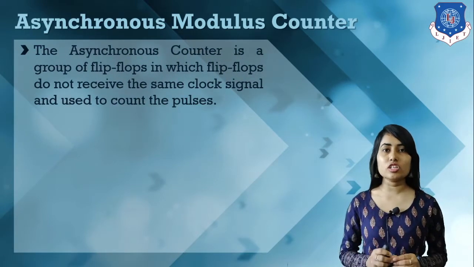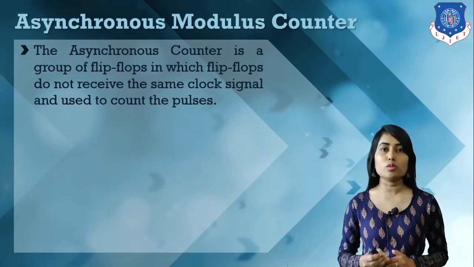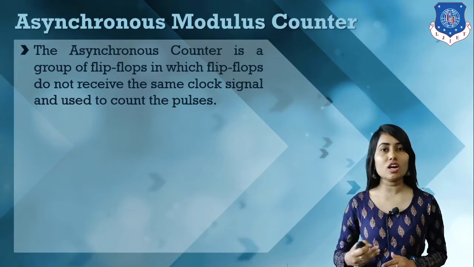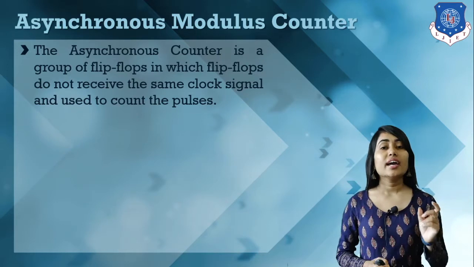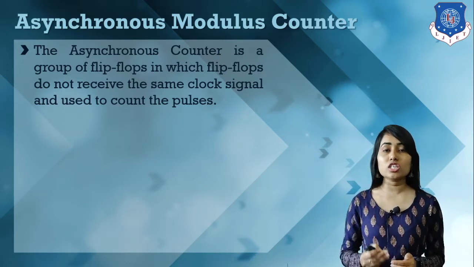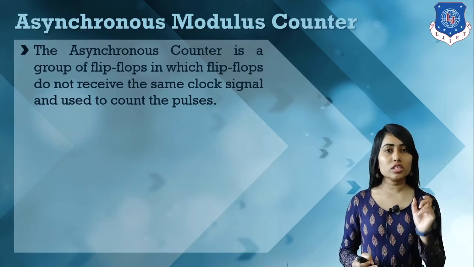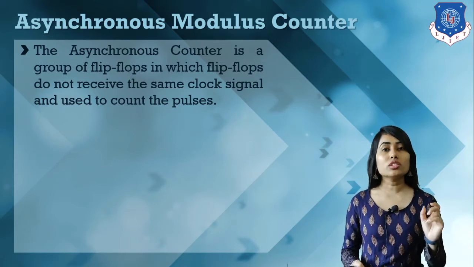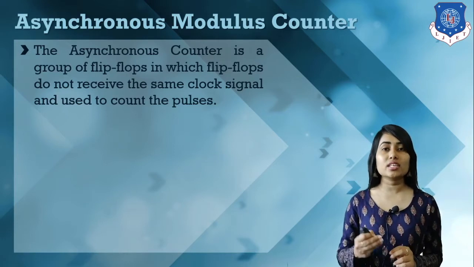This asynchronous counter is basically a counter in which we have a group of flip-flops. This group of flip-flops do not have the same clock signal and it is used for counting the pulses. Now this asynchronous counter will count these pulses. The number of counts it will count is known as its modulus.